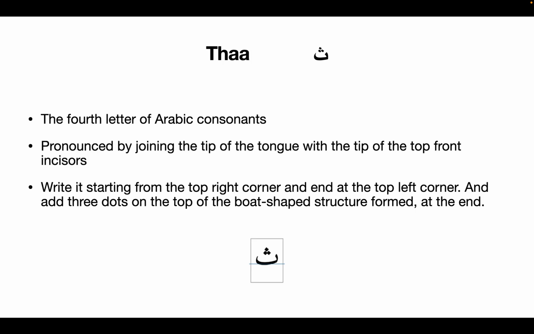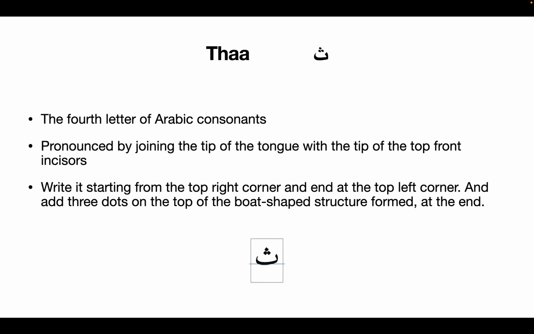Okay, so moving on, how do we write this? We have a margin. It's the same rule. We form a boat-like structure starting from top right, moving towards the base, where the base of the boat structure just touches the line, and then we move towards the top left. After we have made the boat-like structure, we just add 2 dots, just like in Taa, and add 1 more dot on the top of these 2 dots to create 3 dots, and it becomes the letter Thaa.